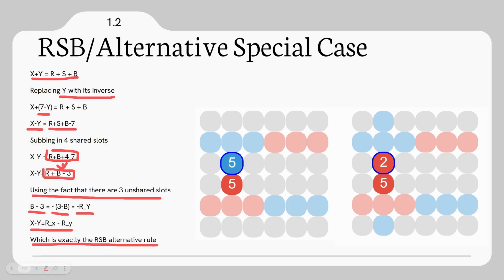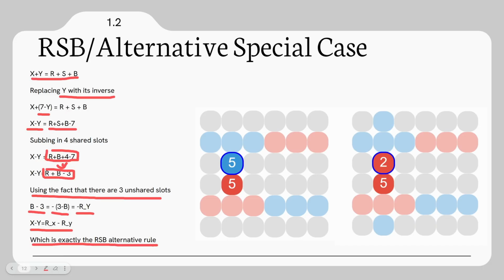This might seem a bit miraculous, but as you can see, this is exactly the alternative rule of RSB. This means that in the case with 4 shared slots, if you take the inverse and then make it the other color, it won't change the outcome. If you look to the right, you'll see an example where 5 gets changed to its inverse of 2 and the color gets switched, and it ends up being the exact same as if it was still the 5. This is kind of interesting by itself, but not the most useful until later on, where we're going to use this to show some very important things.